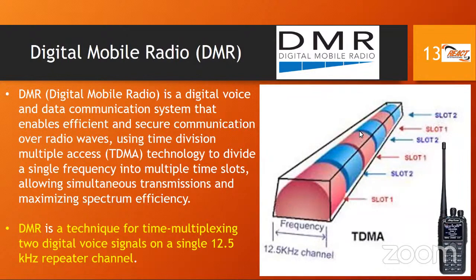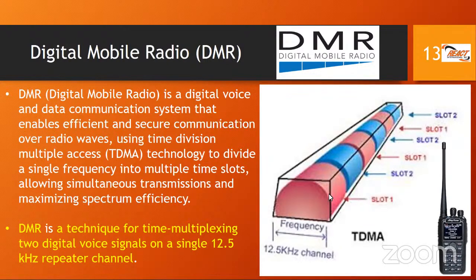But for the exam, in relation to DMR, what we need to know is that DMR, which stands for digital mobile radio, is a technique for time multiplexing two digital voice signals on a single 12.5 kilohertz repeater channel. So the width of this repeater channel is 12.5 kilohertz, so we need to learn that. But we are also digitizing and putting two voices on the same frequency, right? How we do that is we time division multiplex it.